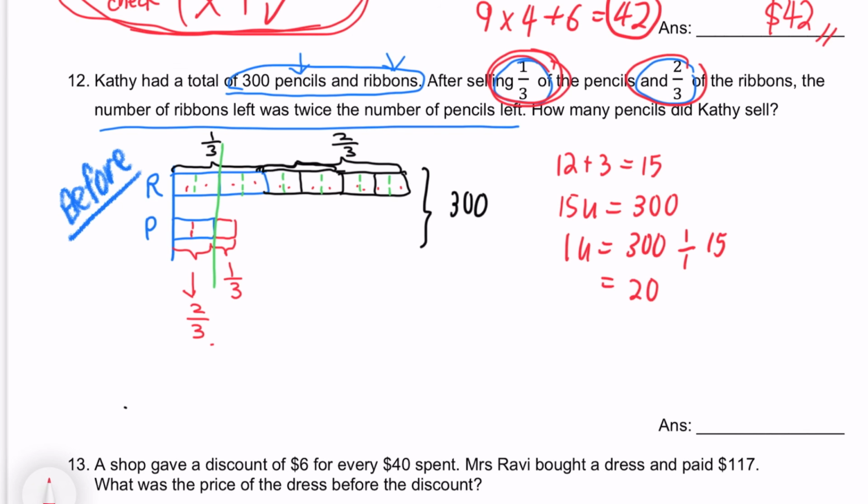How many pencils did Kathy sell? Pencil. She only sold one small little unit here, which refers to this. So she sold 20 pencils.